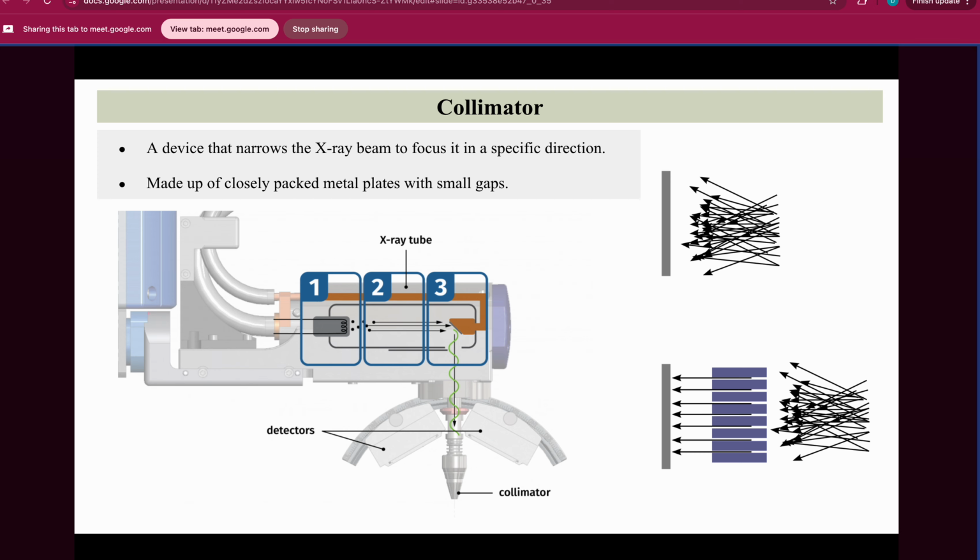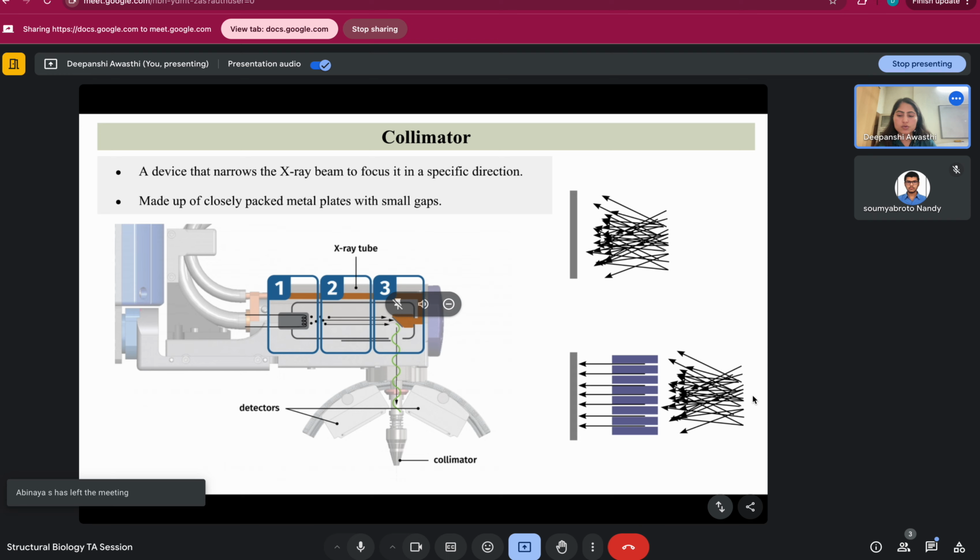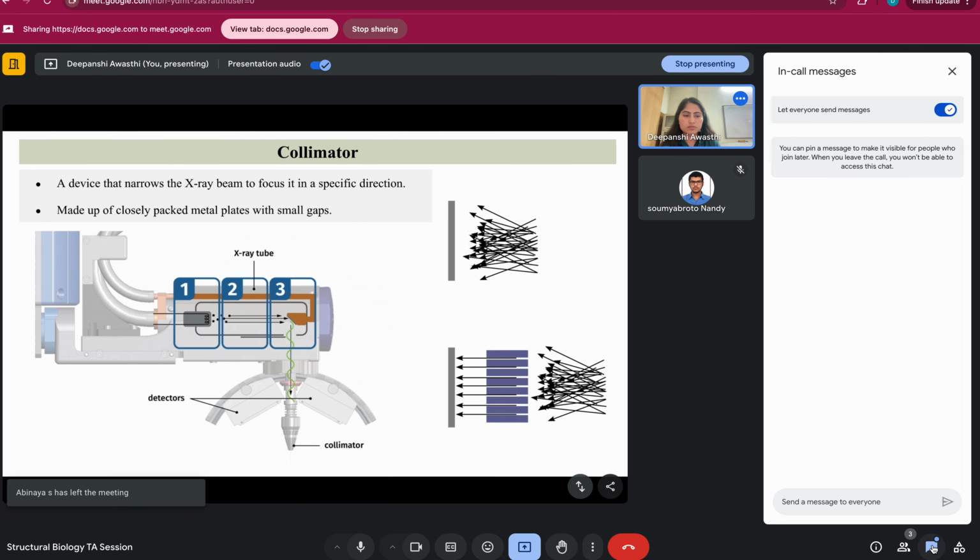Okay, so now we'll talk about the collimators. This was all about the X-ray sources, that is, how the X-rays are generated. Is it clear till now?